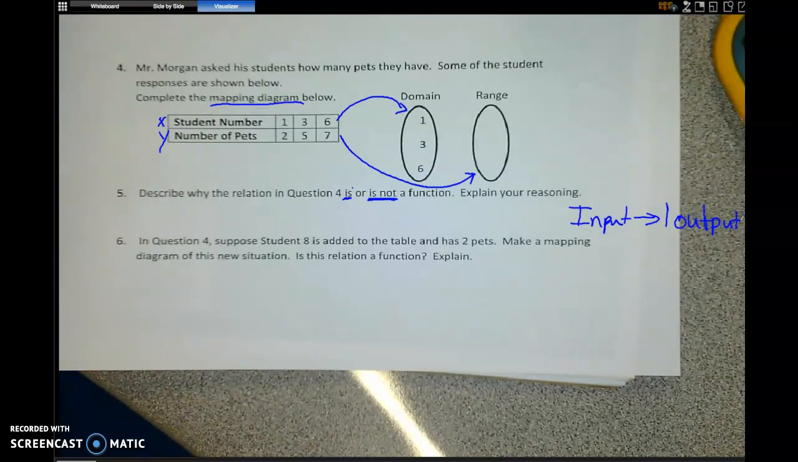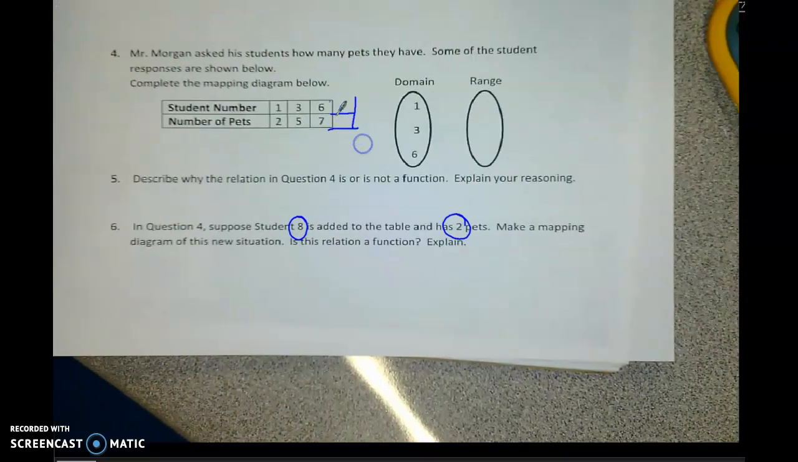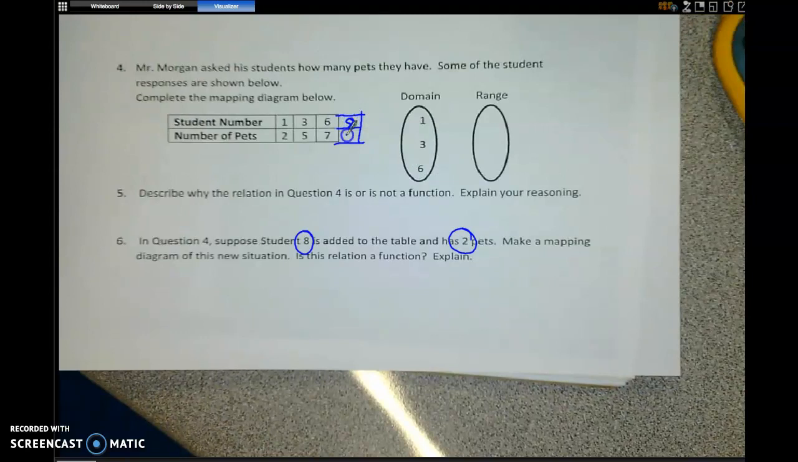Number 6, in question 4, suppose student 8 is added to the table and has 2 pets. Make a mapping diagram of this new situation. So you're going to have your mapping diagram, okay? But with this situation, what you're going to have, okay? So looking at number 6, we have student number 8 has 2 pets. So it's like the table has been expanded to where we have student number 8 has 2 pets. So now you're going to create your mapping diagram.